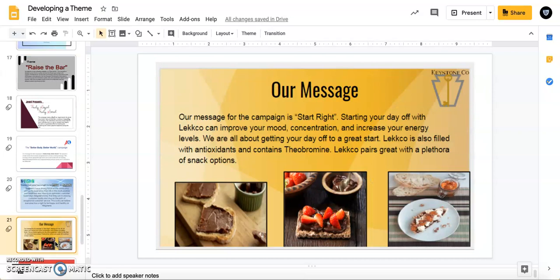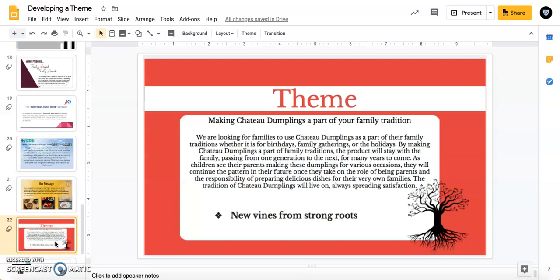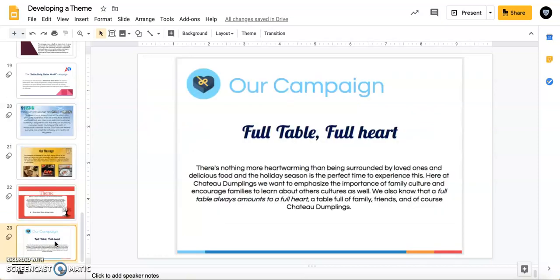This was a breakfast company, Start Right, start your day off. And then this was a dumpling company. Dumplings are food, if you guys don't know what dumplings are. And it's like a passed down from generation to generation recipe that this product is made from. So it was saying new vines from strong roots. So it's like, your great grandma's recipe, but as your family expands, new vines, you're always rooted in that. Okay. And full table, full heart, same concept.